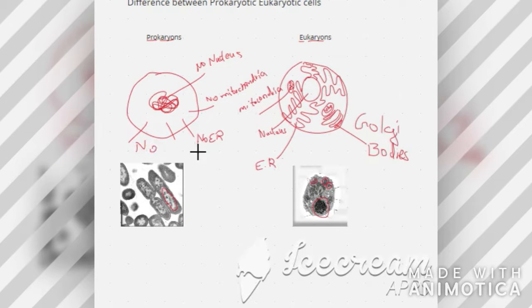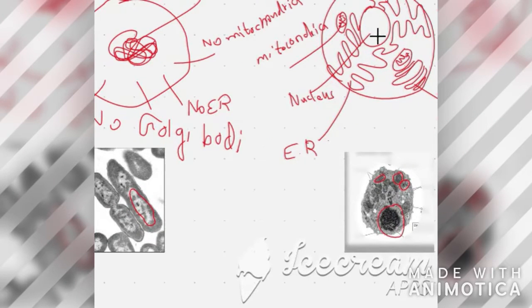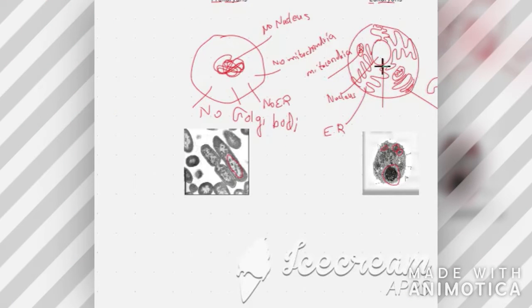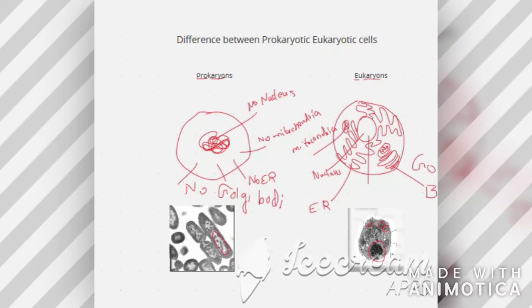Now we will discuss the structures that are present in both eukaryotic and prokaryotic cells. The first one of them is the DNA, or the chromosome. Inside the nucleus of a eukaryotic cell, there are chromosomes that have DNA inside them, and the same kind of DNA is present in prokaryotic cells as well.